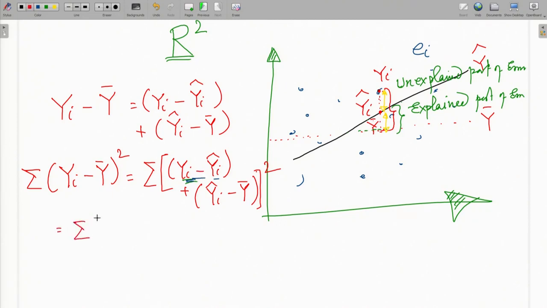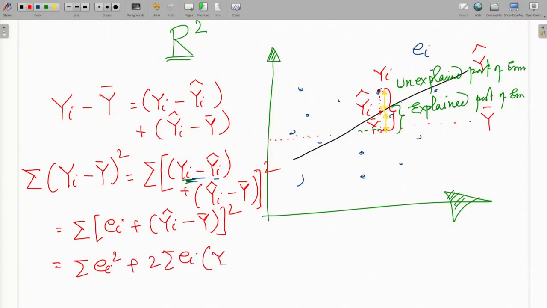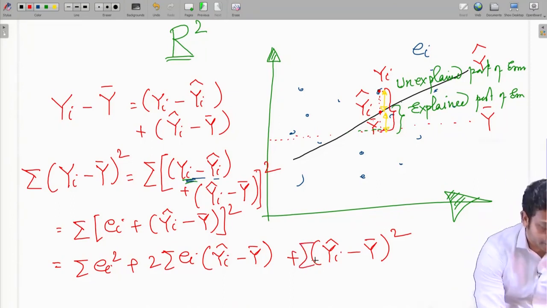So I will write the equation using that notation: ei plus yi hat minus y bar, whole square. If I expand it, I get ei square plus 2 ei times yi hat minus y bar, plus yi hat minus y bar whole square, and of course I will have a summation sign here. Now, something very important here.